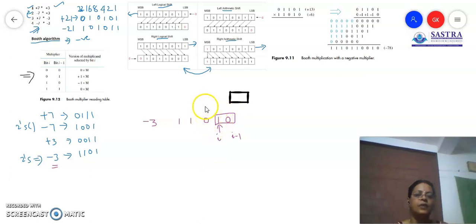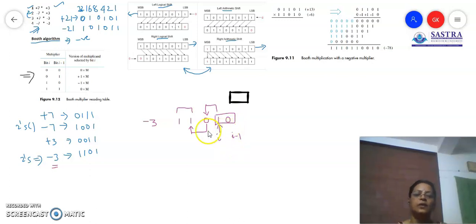Then when you examine the next bit i, the previous one becomes i minus 1. So we will be examining this 0 and 1. These two bits will be compared. And when this is the ith bit and this is the i minus 1th bit, we will be looking into these two pairs. Then again, when this is i and this is i minus 1, we examine these two pairs. So the bits of the multiplier are examined pair by pair starting from the LSB, which is considered as the ith bit. So you always add one 0 and consider that as the i minus 1th bit.